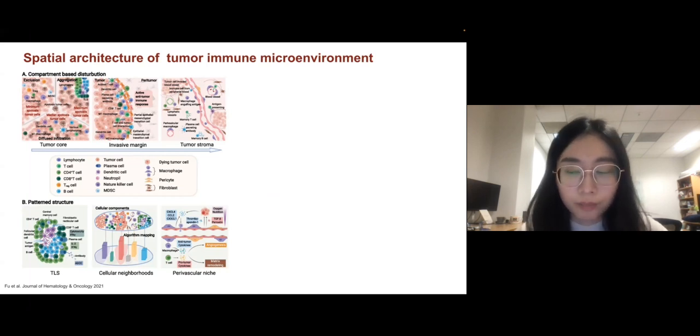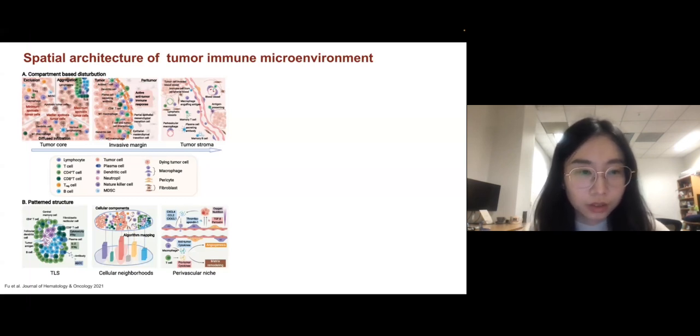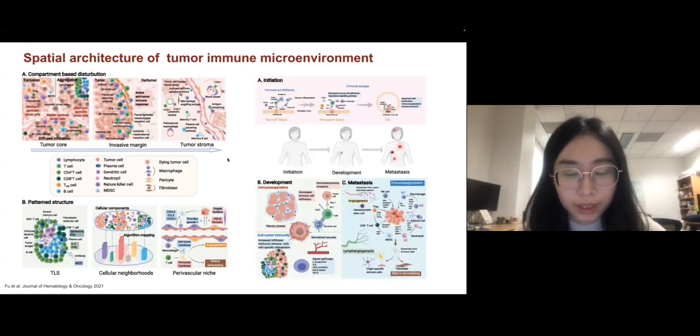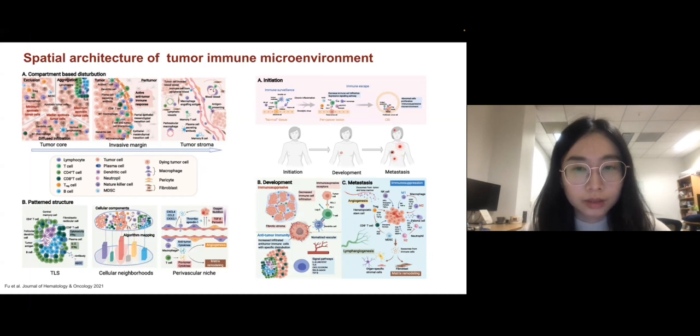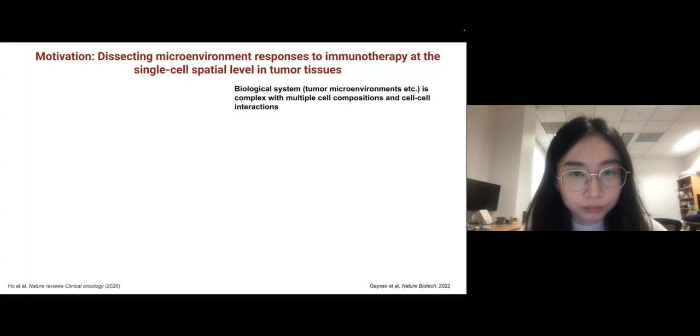And also we want to know the gradients that actually happen in this space. For example, how certain cell types are distributed along distances, from the tumor core to the invasive margins and then to the stromal regions. And this may also be related to more complicated scenarios, like how the cancer initially develops and even reaches the metastasis stages. So all of them require not just domain detection, but also really considering how individual cells work in these spatial patterns.